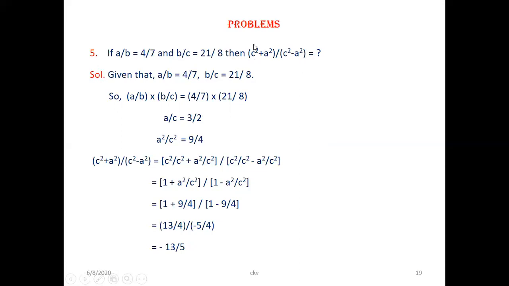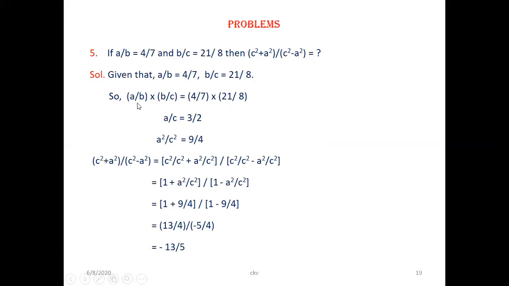There is no b here, so you must eliminate b. What you have to do is, if you write both the fractions and multiply, the b in the denominator and the b in the numerator will be cancelled. So a by b into b by c, these b's will be cancelled. You get a by c. So this value is a by c.